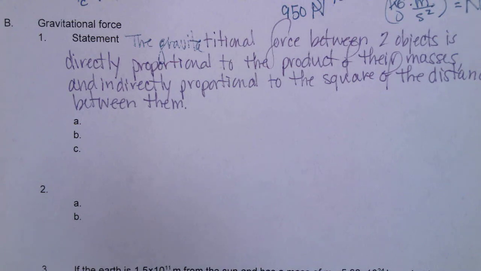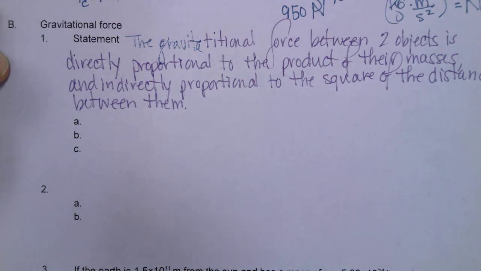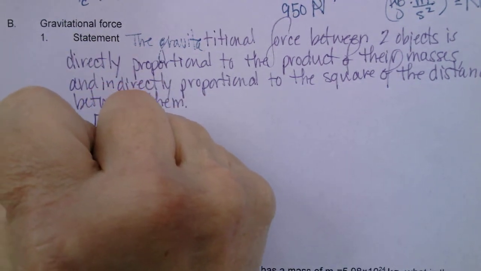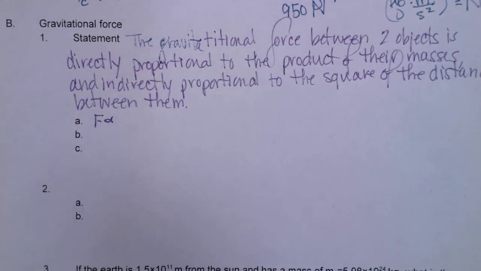So the gravitational force between two objects is directly proportional to the product of their masses. As I increase the mass, I increase the gravitational force, and indirectly proportional to the square of the distances between them. As I increase the distance, I decrease the gravitational force. Now, there's mathematical ways of writing these things. I don't think we've talked about this yet this year, but there's a mathematical expression for proportionality, and it looks like this. The force is directly proportional. It's supposed to be an alpha symbol.